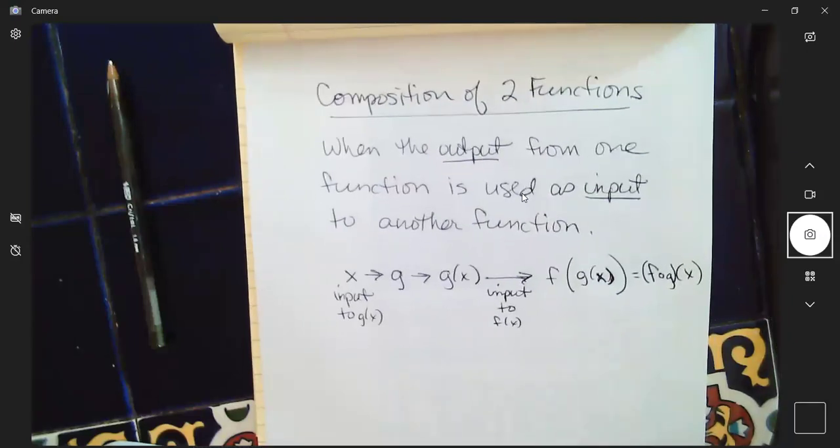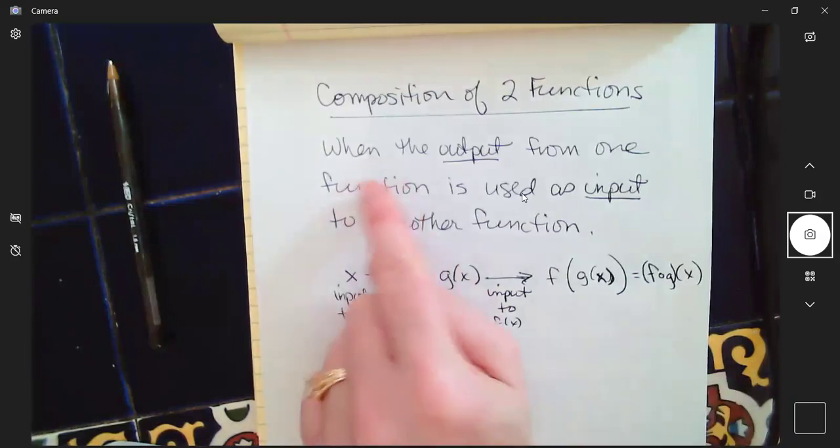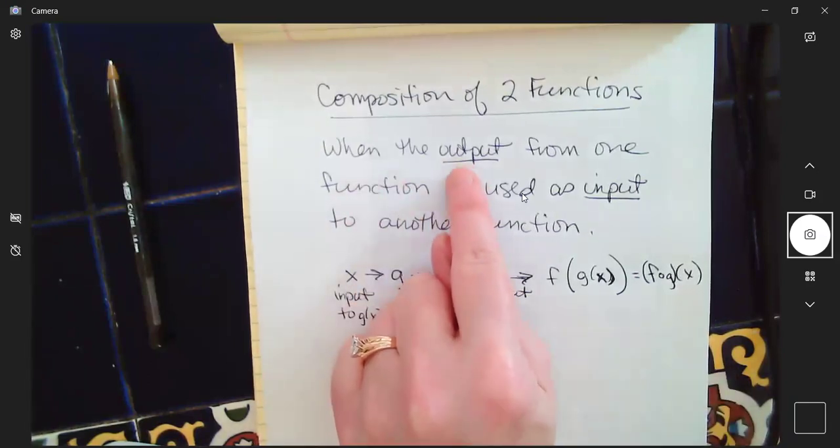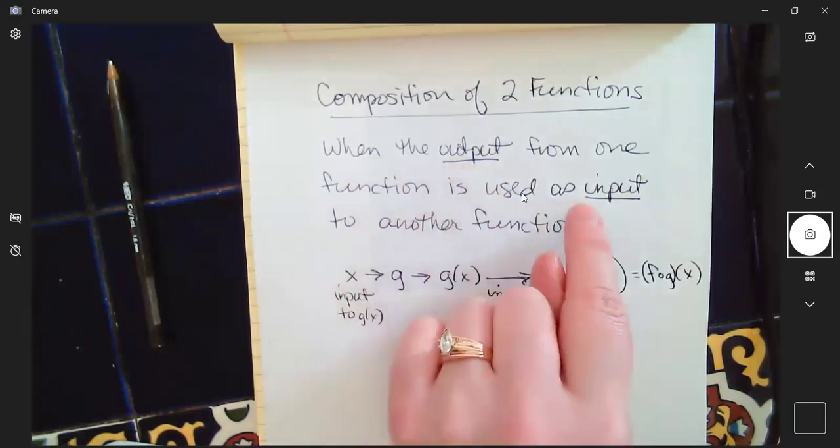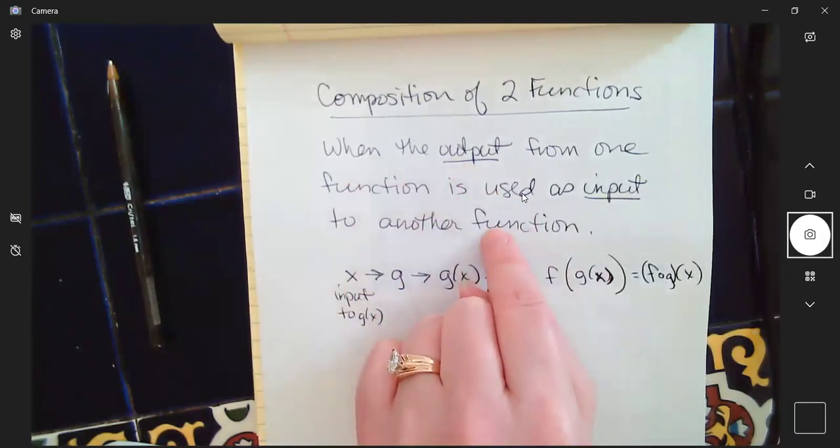Unlike adding, subtracting, multiplying, and dividing, where you just take the two functions and add them together or subtract the results or whatever the operating symbol says, composition kind of has a certain order to it. And it means you start with one function and you take the output from one function and you use it as input to another function.